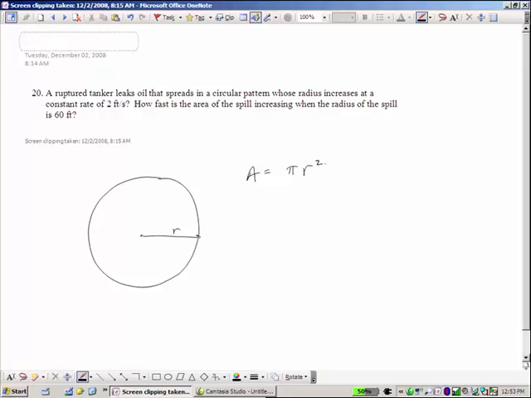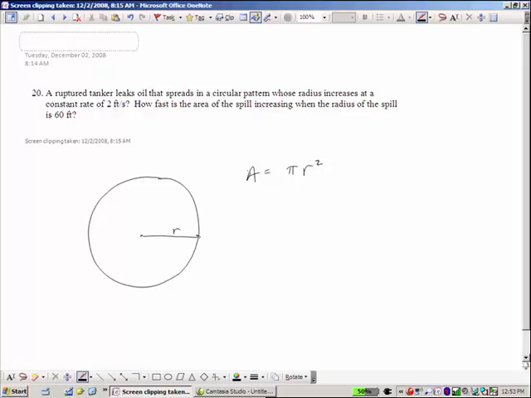So that is a relationship that relates the area function to the radius function. Notice I didn't say radius variable. I said the radius function. So if I want to talk about rates, what do we usually do? Derivatives. You take the derivative.